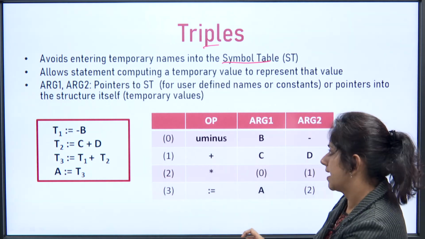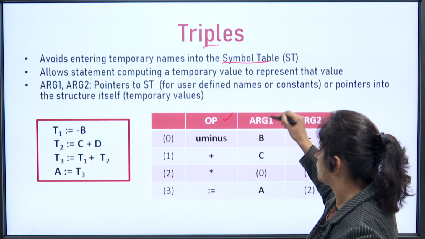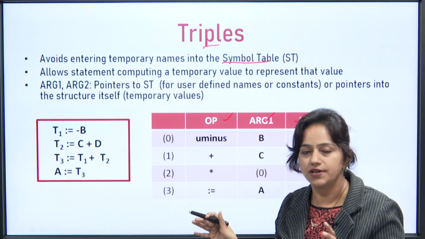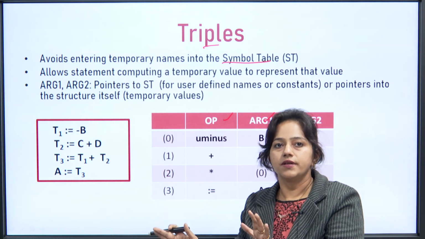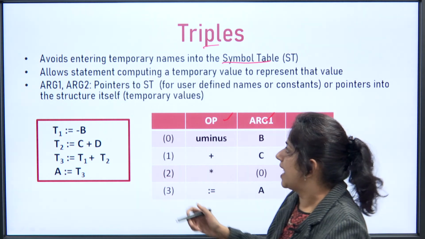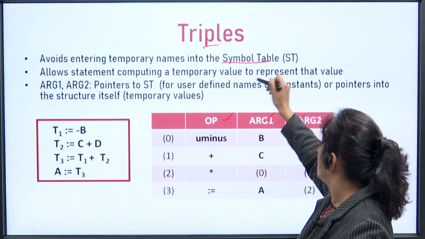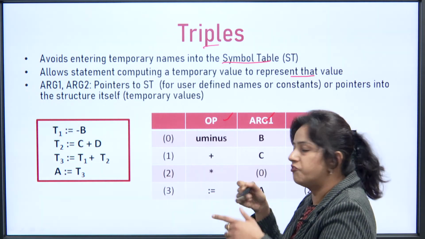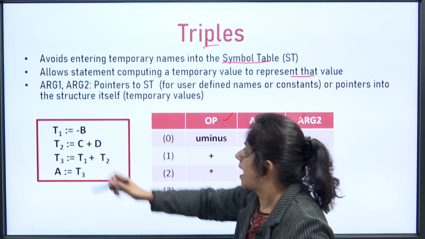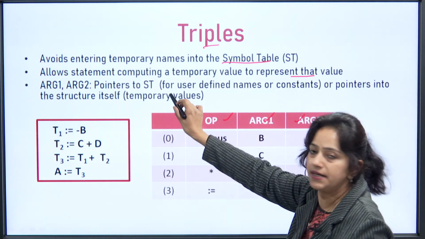Triples means, again, a record structure that uses only 3 fields: operator, argument 1 and argument 2. No result field will be there. It allows statements computing a temporary variable to represent that value. So a statement itself will take the value, and argument 1 and 2 are pointers to the symbol table.